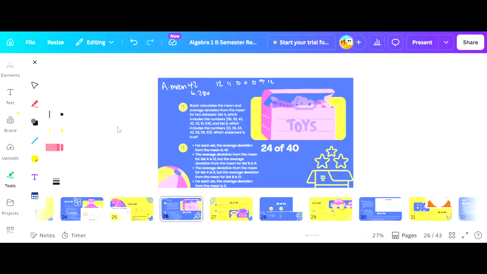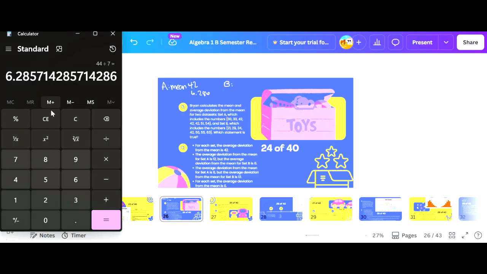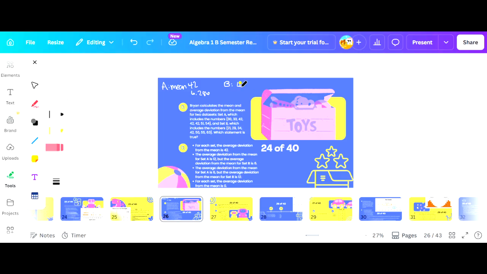Okay, now let's do all this same garbage for B because you know I care about this so very deeply. Let's find the mean for B. We can grab our calculator. We're going to go 21 plus 29 plus 34, 42, 50, 55, 63. And we're going to divide that by 7. And guess what? That gives us 42 again.